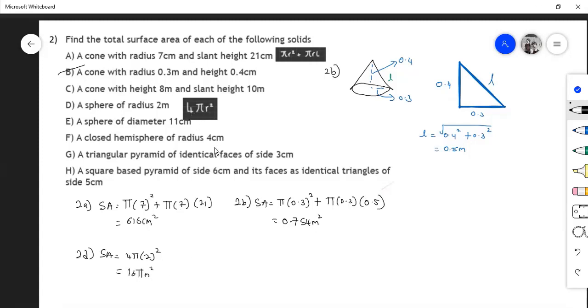So how do you decide whether to leave it in pi or not? Read the question. On certain occasions, they'll tell you your answer must be in 3 significant figures. On certain occasions, they'll say you must leave it as pi. So just follow whatever the question says.